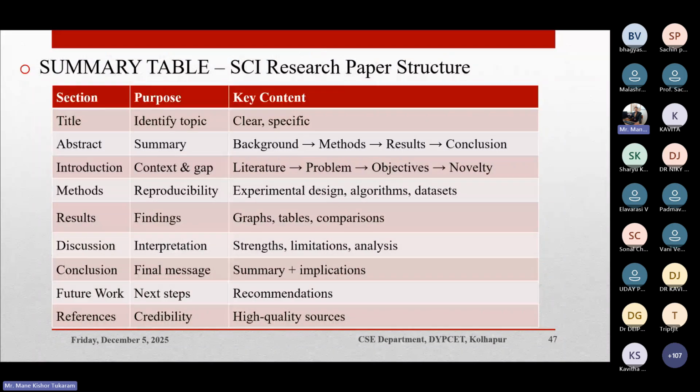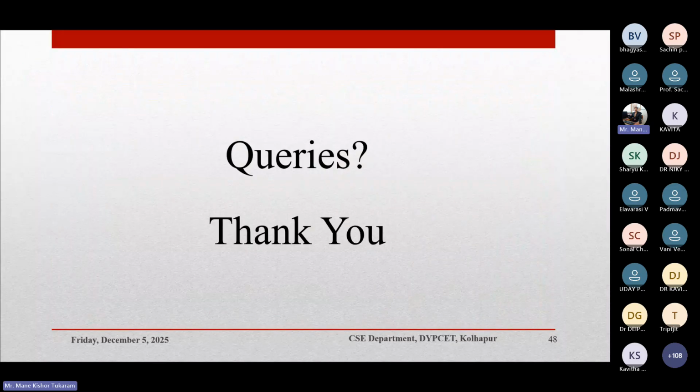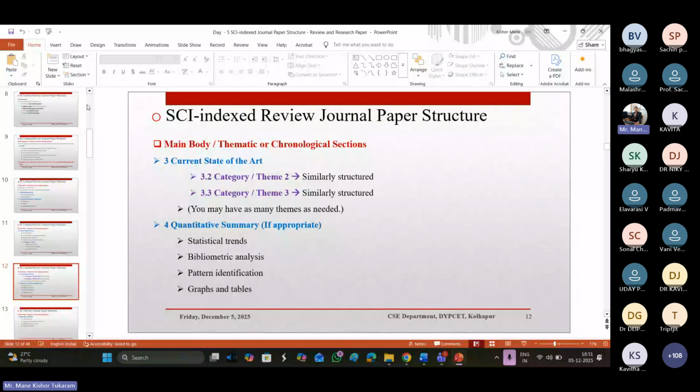And we need to write the summary and implications of our research under the conclusion section. And in the future work, we need to write the recommendations. Various recommendations we need to provide so that other researchers can take them and work further on our research. And we need to write high quality sources under the references. So these are the contents related to the review paper as well as the research paper.